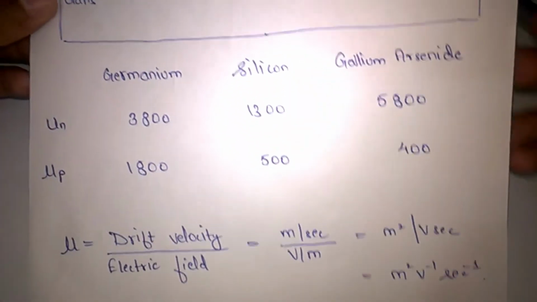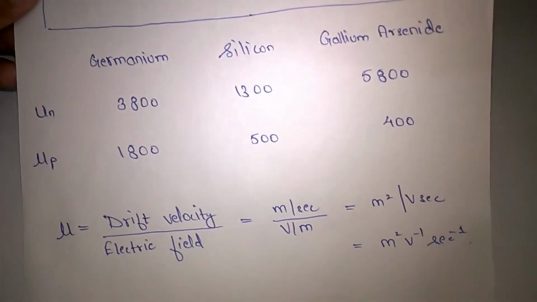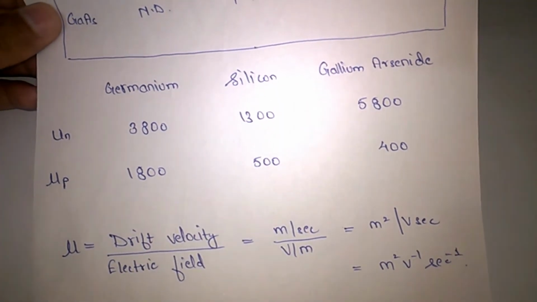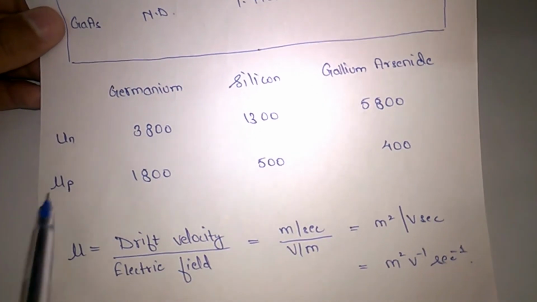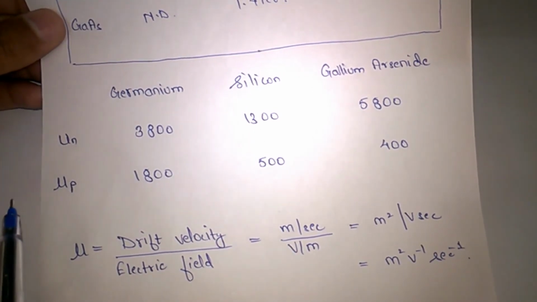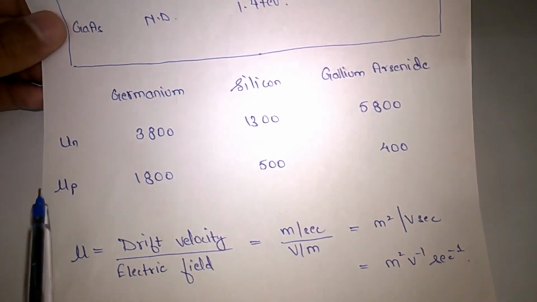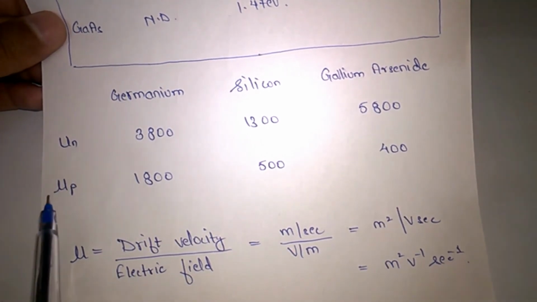You can note down this table. This is a very important table, and it can be asked in exams. There will be a numerical for which you have to find the energy gap for different temperatures. So you can use the value of mobility for electrons and holes from here.